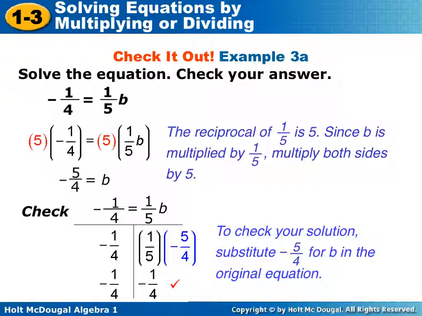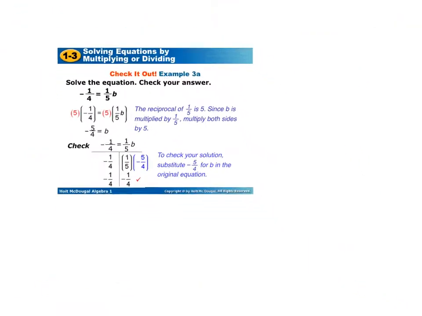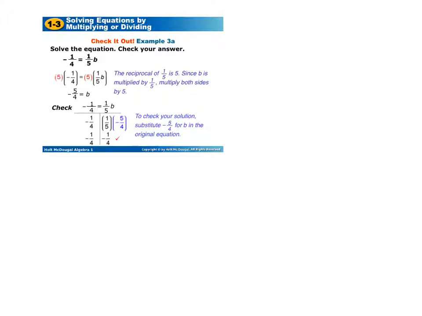Here's another example. This time we got 2 fractions. One's positive, one's negative. So again, negative 1/4, and then positive 1/5 b. Which one am I flipping to the reciprocal? The 1/4 or the 1/5?